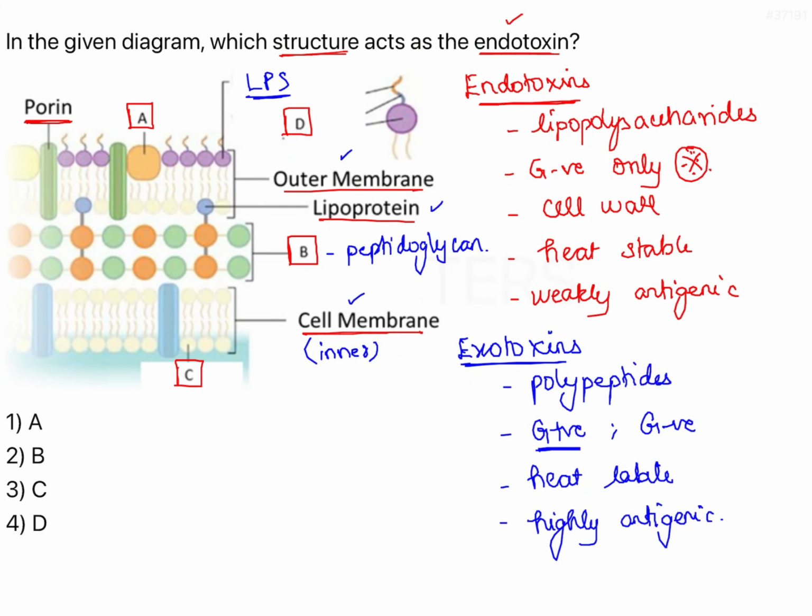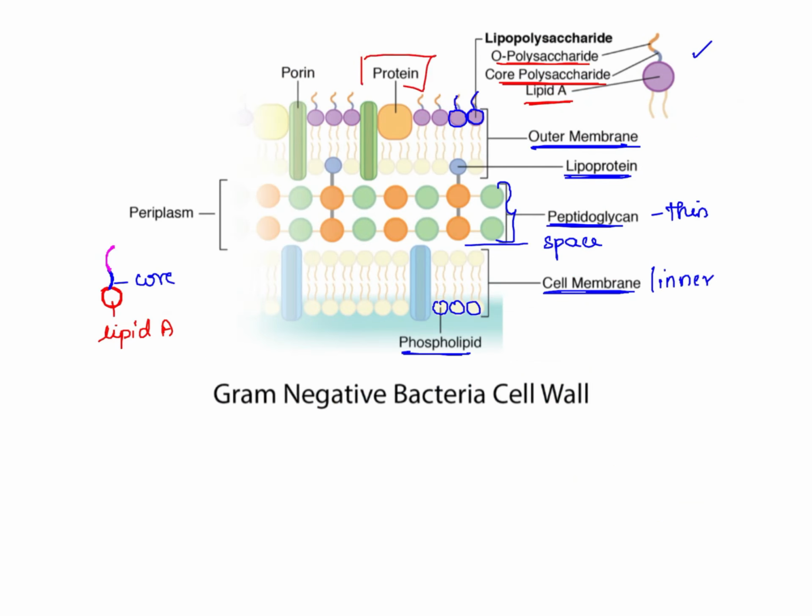Now getting back to the question, we ruled out B to be peptidoglycan, and C is nothing but the phospholipid present in the cell membrane, and D is nothing but the lipopolysaccharide. That is what is demonstrated here. And structure A stands for the proteins present in the outer membrane. Here we can appreciate protein and porin channels on the outer membrane.